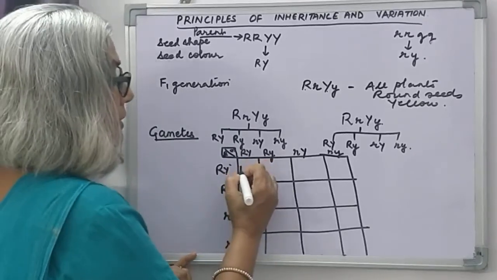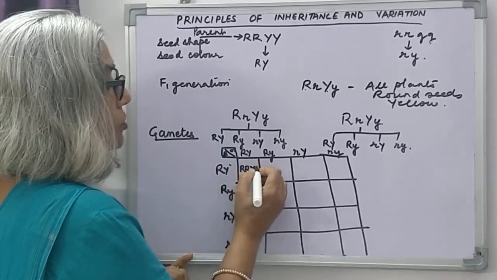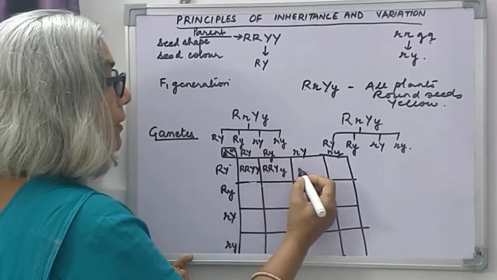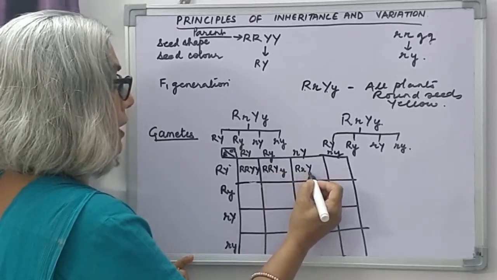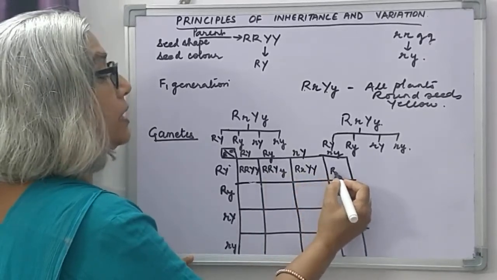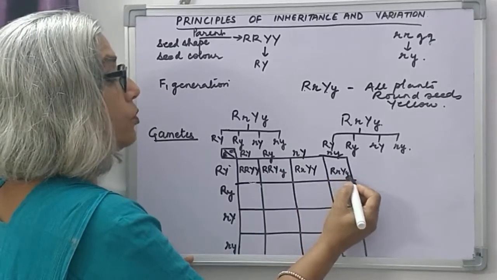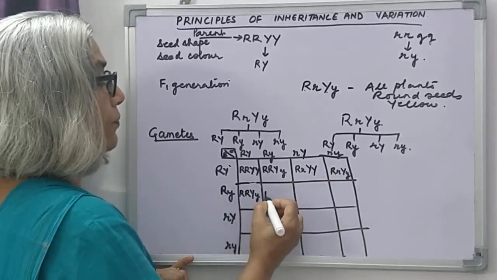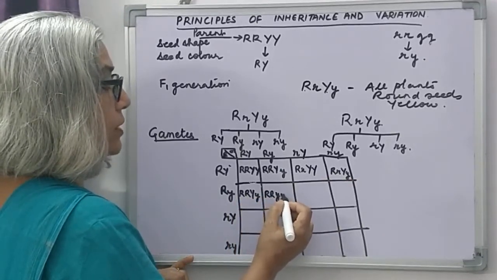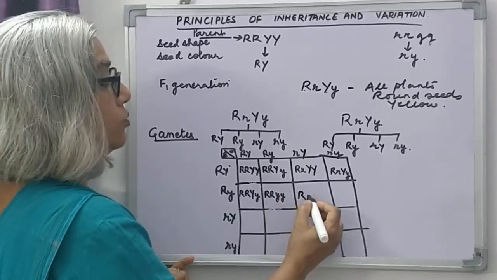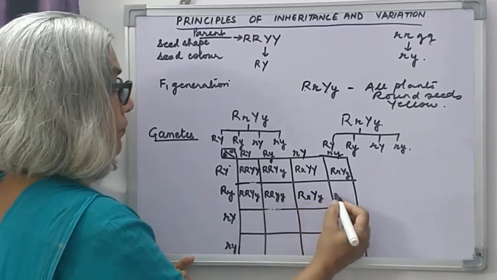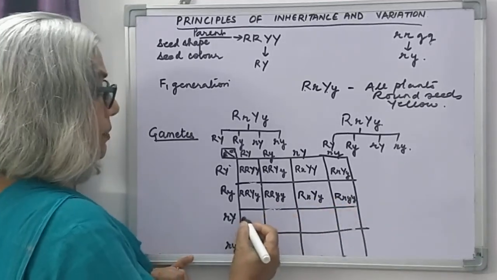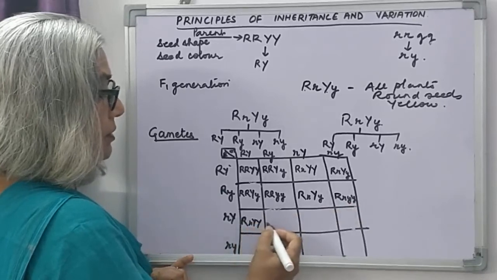Now, when these combine, this is two capital R's, two capital Y's. Two capital R's, capital Y, small y. Capital R, small r, capital Y, capital Y. Capital R, small r, capital Y, small y. Then capital R, capital Y, small y. Capital R, small y, small y. Capital R, small y, capital Y, small y. Capital R, small y, small y, small y. Capital R, small y, capital Y, capital Y.